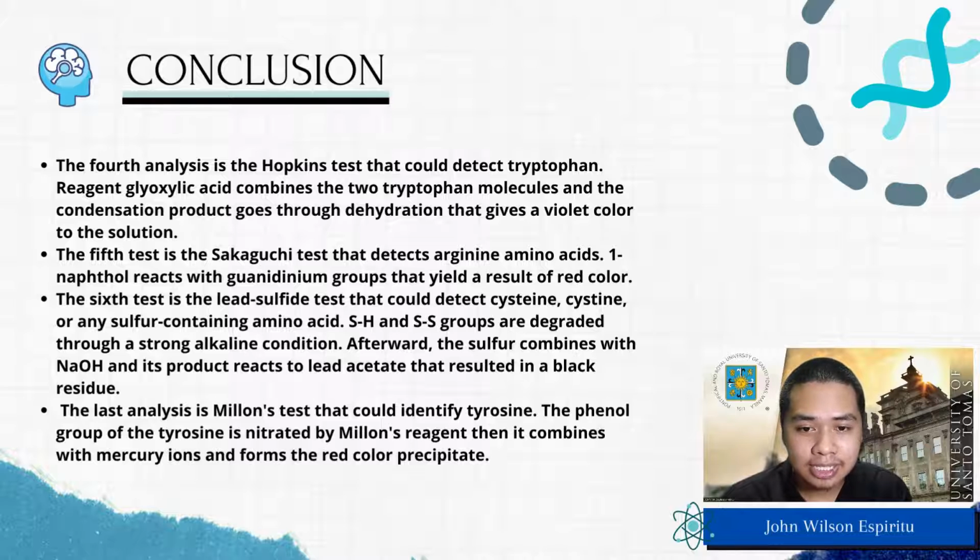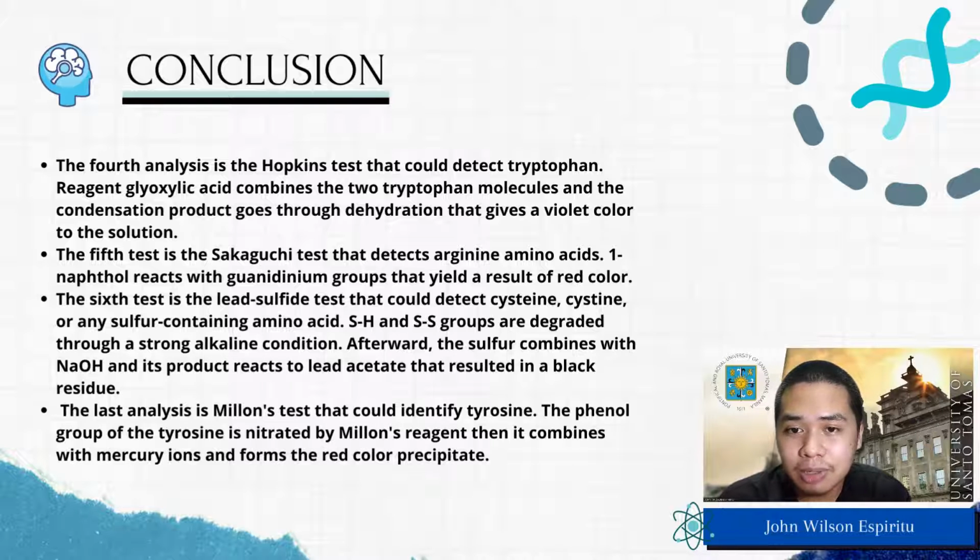The next test is the Sakaguchi test, which detects arginine. The alpha-naphthol and the guanidinium group in arginine react together in the presence of an oxidizing agent, sodium hypobromite, to produce a red color. The next test is the lead sulfide test, which detects sulfur-containing amino acids such as cysteine. The SH and SS groups are degraded through a strong alkaline condition. After this degradation, it produces a sulfur, which then combines with the sodium hydroxide, and its product reacts with lead acetate, resulting in a brown or black precipitate.